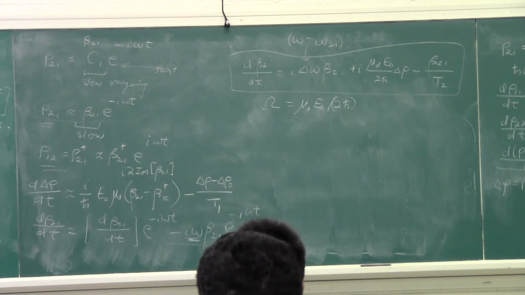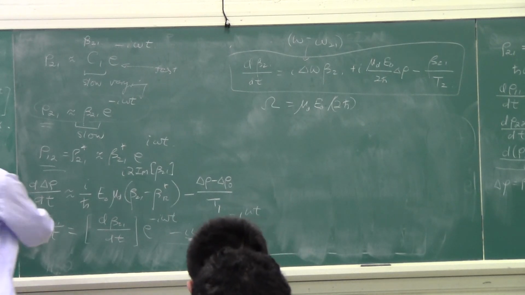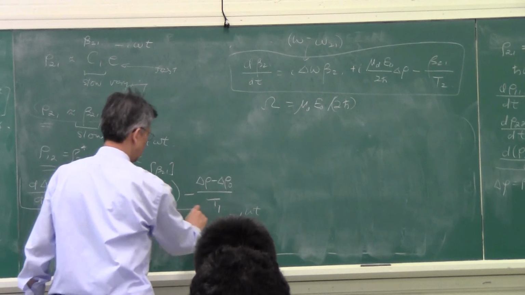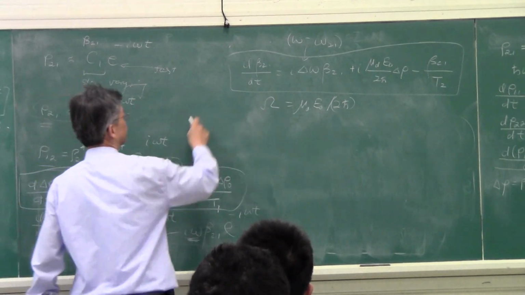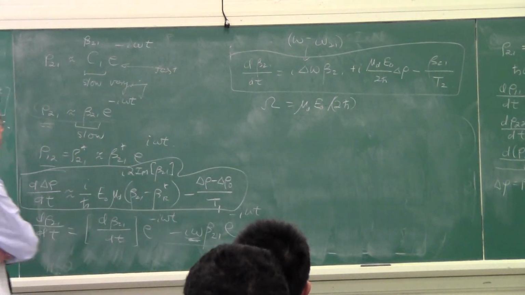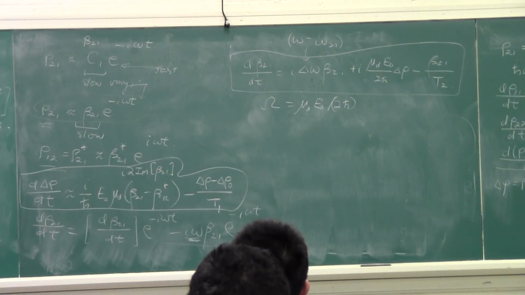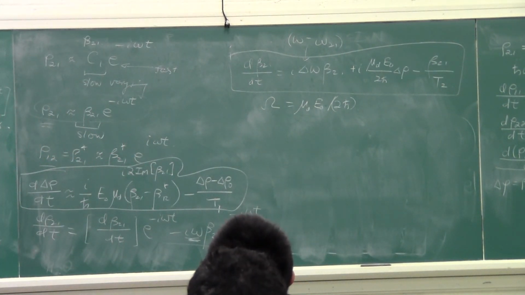So I have this equation of motion, this approximated equation of motion, together with this equation of motion. I need to solve them.